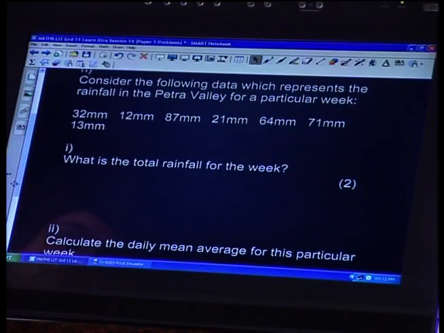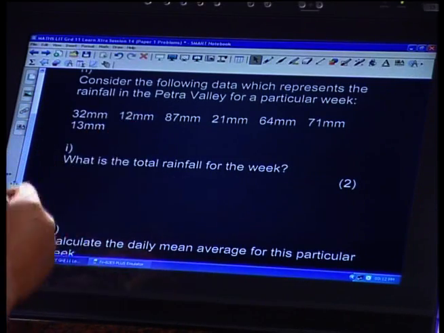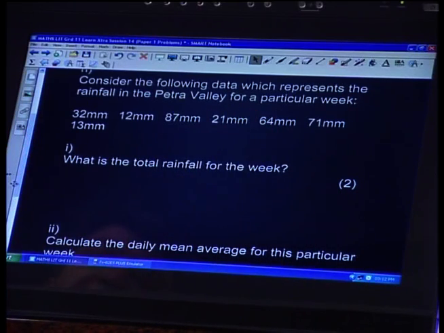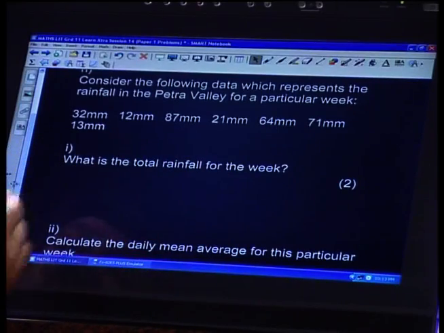One day they have 32 millimeters, then they have 12, then 87, then 21, then 64, then 71, then 13 millimeters, okay? So it all takes place in Lebanon, a whack of rain, okay? Makes you want to call Noah and tell him to build an ark because there's quite a bit of rain going on here. So what is the total rainfall for the week?